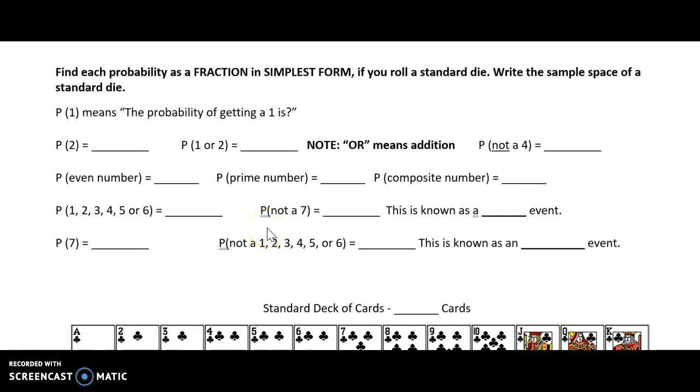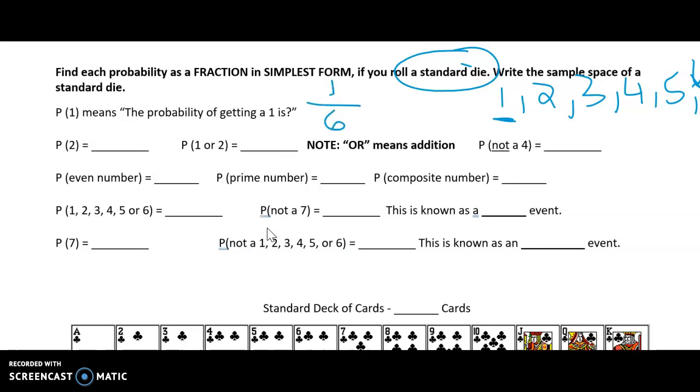And now we move into examples. Find each probability as a fraction in simplest form if you roll a standard die. So I have a 1, a 2, a 3, a 4, a 5, or 6. Those are my choices. So write the sample space of a standard die, just did. P of 1 means the probability of getting 1. This is the only yes out of 6. So the probability of rolling a 1 means 1/6.